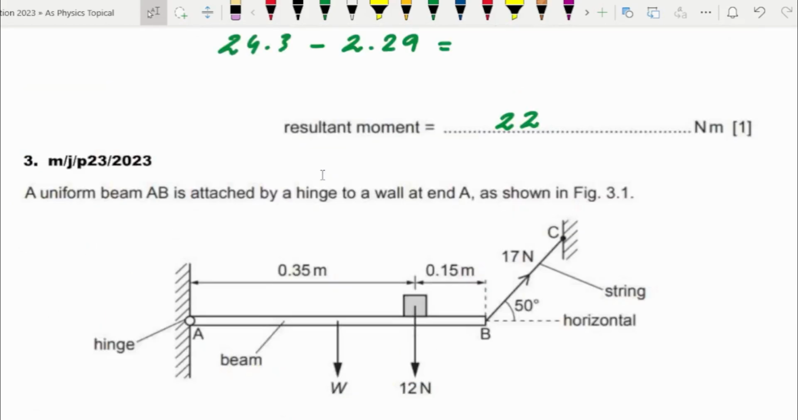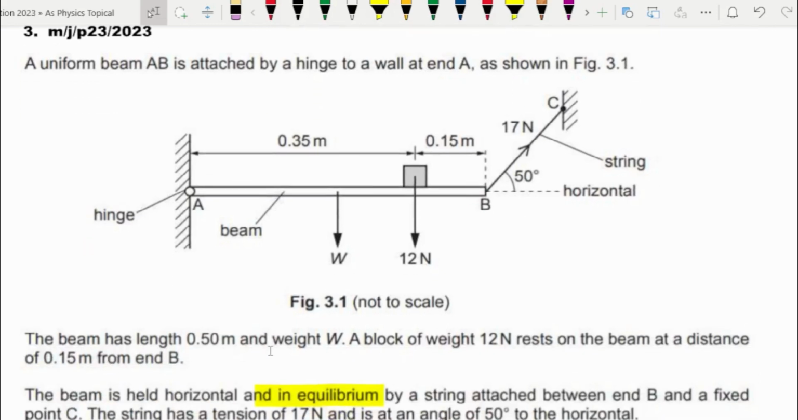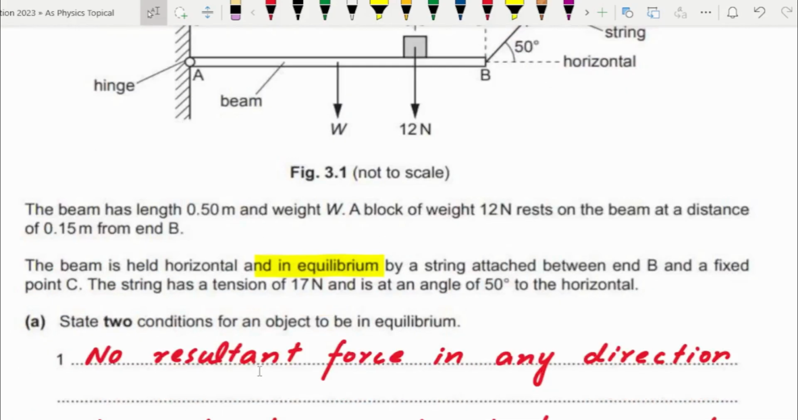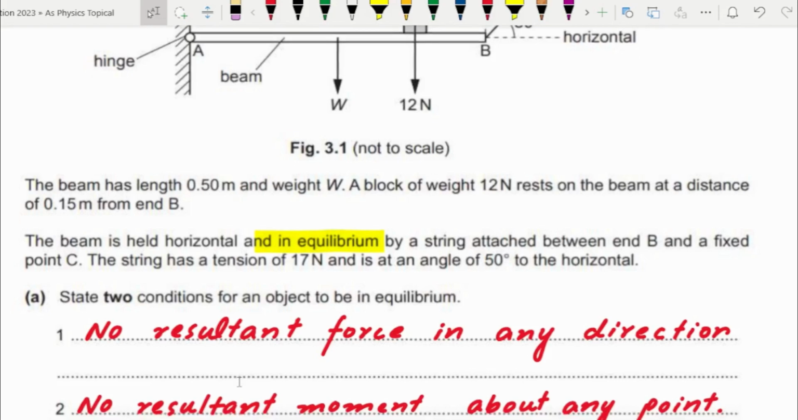Okay, so for question number 3, which is from paper 2-3 of 2023 May-June, you're provided with a diagram, not on scale. The description says the system is in equilibrium, which means we can apply the principle of moment if we have to. So the first question was two conditions for the object to be in equilibrium. These are the two conditions that you can memorize and write as they are. It is in short form, but you'll get 2 marks if you write it this way. No resultant force in any direction, no resultant moment of force about any point.